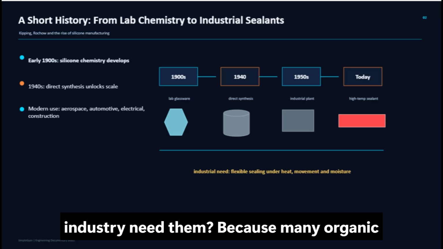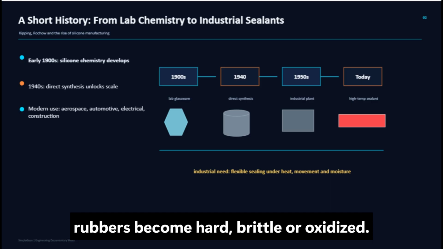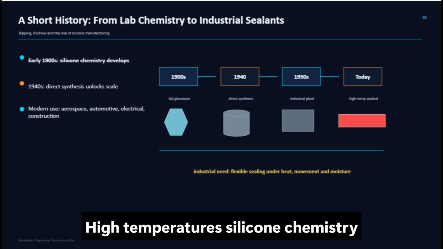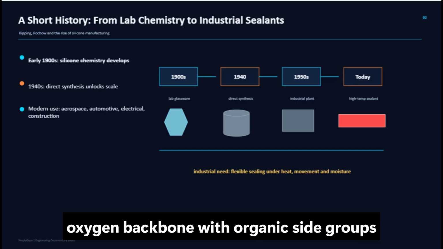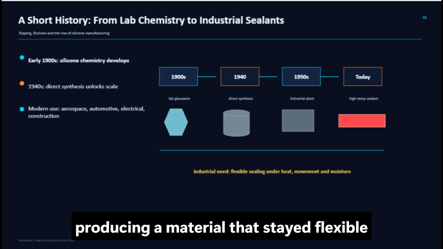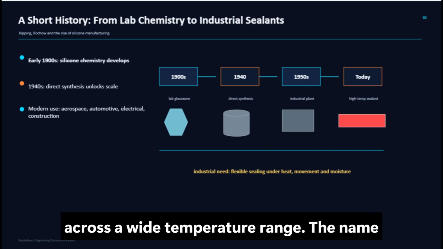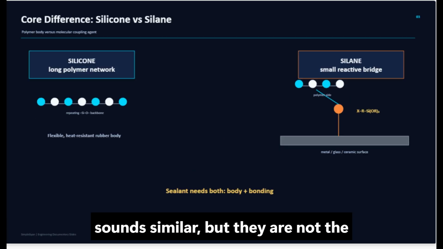Why did industry need them? Because many organic rubbers become hard, brittle, or oxidized at high temperatures. Silicone chemistry offered something different: a silicon-oxygen backbone with organic side groups, producing a material that stayed flexible across a wide temperature range. The names sound similar, but they are not the same.